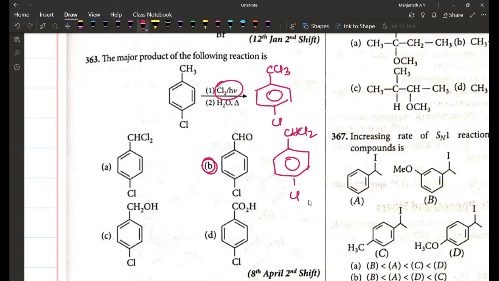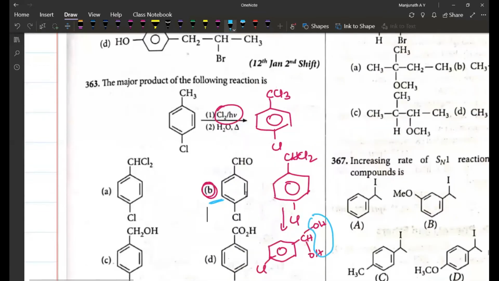Now it will undergo hydroxylation, water. So it will form CH(OH)(OH) and Cl here. These two OHs actually will not survive on the same carbon. So condensation will happen and it will become carbonyl, CHO. Okay. You should remember this answer. Any doubts here?